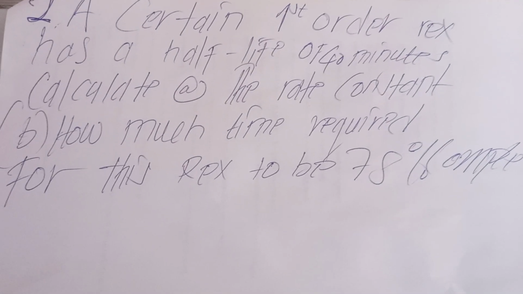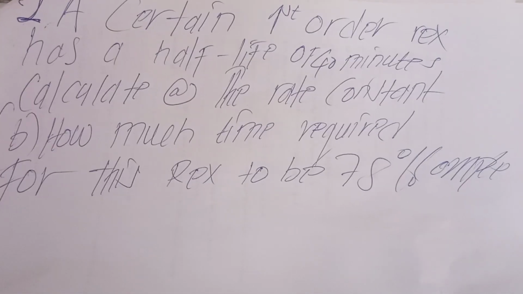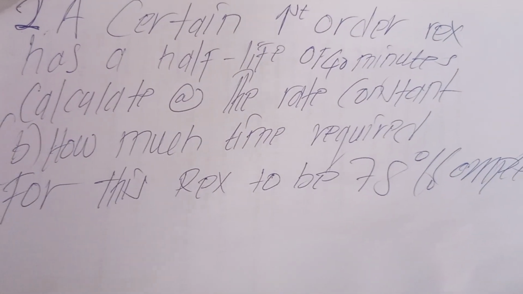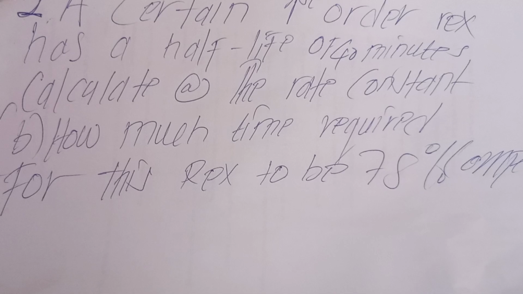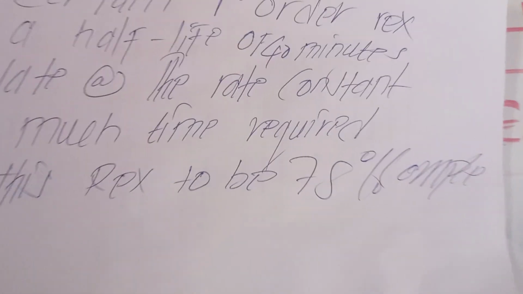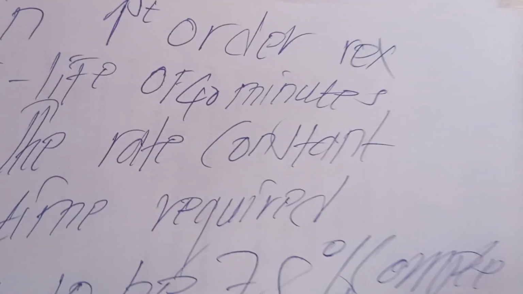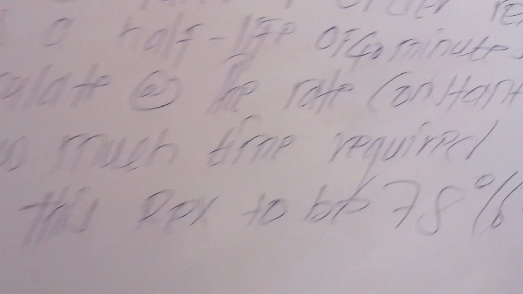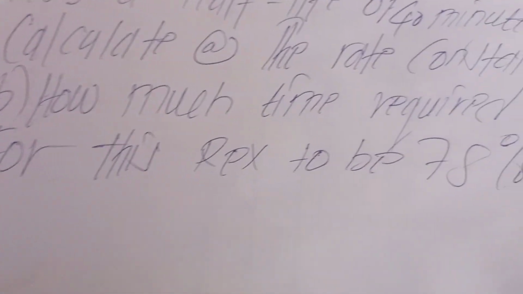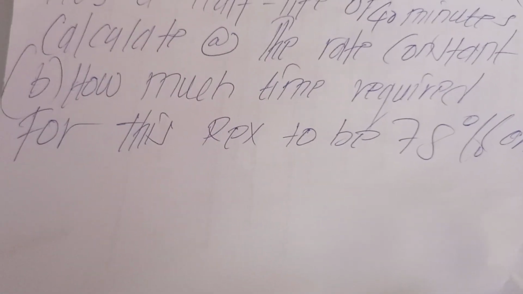75% complete? So what I'm going to do here, you should note what order of reaction we are dealing with. We're dealing with a first order reaction. What time are we dealing with? We're dealing with 40 minutes, which is supposed to be converted into seconds. We are looking for the value of K, and we need the time required to reach 75%. So pay very close attention to how we're going to go about it. Shall we? Let's go. Write your data there as usual.